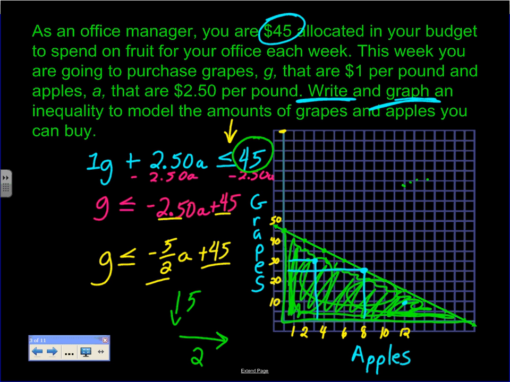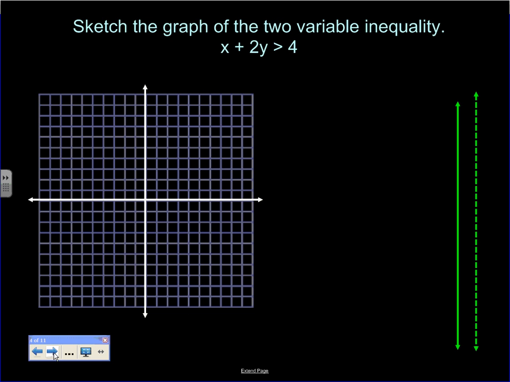Or I could come out here, 10 pounds of grapes, 12 pounds of apples, and I would still be under the amount of money that I am budgeted to spend on apples and grapes. So this is one situation in which we will be using two variable inequalities in real life, and in order to use those in real life, you have to know how to use them in this algebra class.